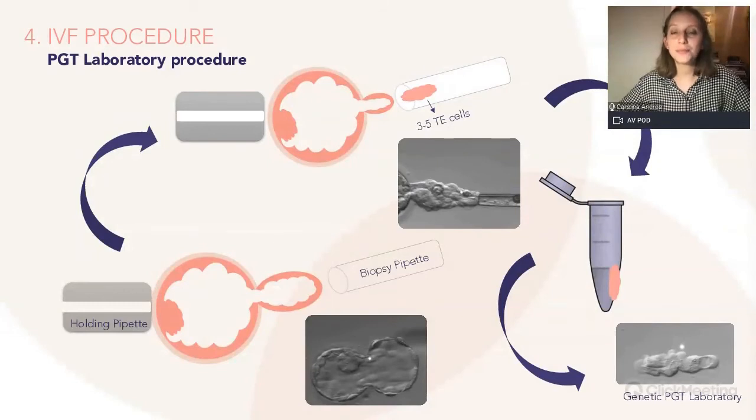The PGT procedure is a procedure that's also done regularly at the laboratory, and you can see it over here. Embryos are placed on a dish, and we observe them under the microscope. Our intention is to obtain parts, like 3 to 5 cells, to analyze them genetically, and then send them to the genetic laboratory for the analysis.